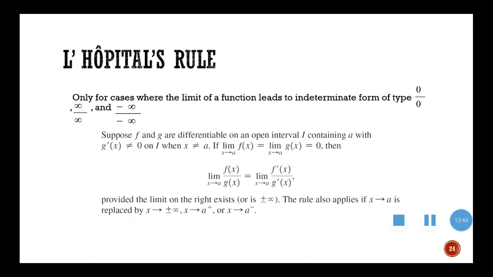Okay, now we're going to learn about L'Hopital's rule. Don't be scared or intimidated by this rule, it's really simple. You can only use this when the limit of a function leads to the type 0 over 0, infinity over infinity, or minus infinity over infinity. What you can do is differentiate both the numerator and the denominator, and then put in the value of x. Okay, let's look at the example.